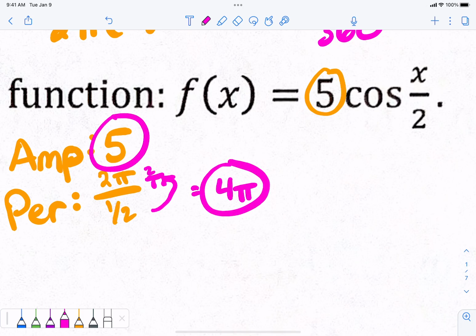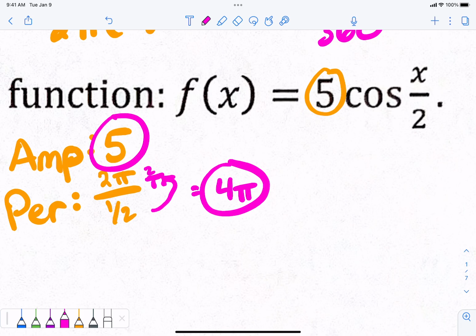Now, remember when we talked about this and I said B's that are small, like fractional B's, are making it wider. Yes, it does the inverse operation. So small values of B or fractions of B make it wider.